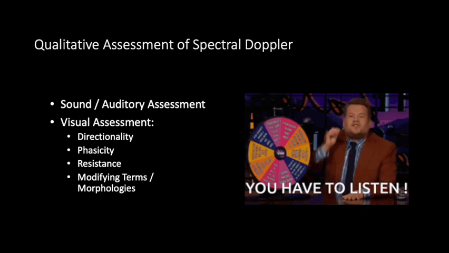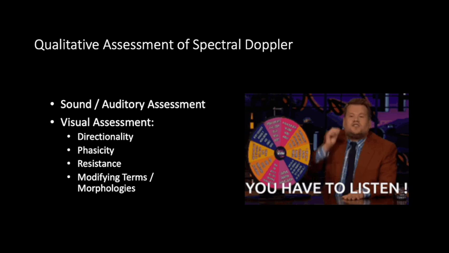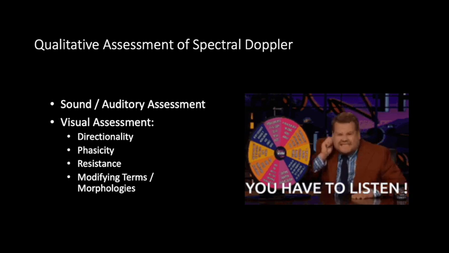On duplex machines that generate a visual waveform plot, we can also use the data displayed to quickly, categorically assess the measured flow's direction, phasicity, resistance pattern, and look for specific morphologies that are present in certain disease processes.